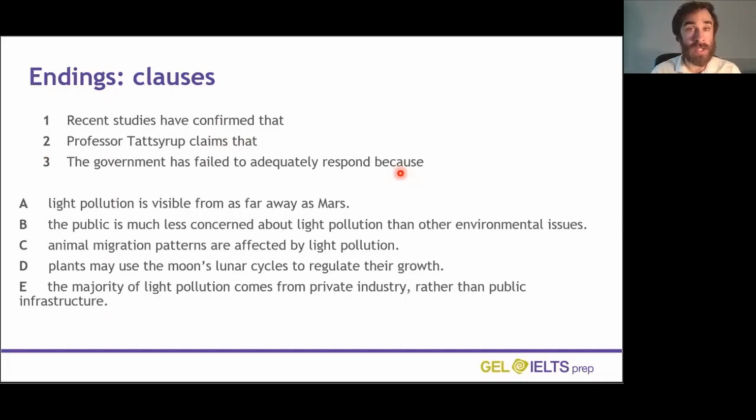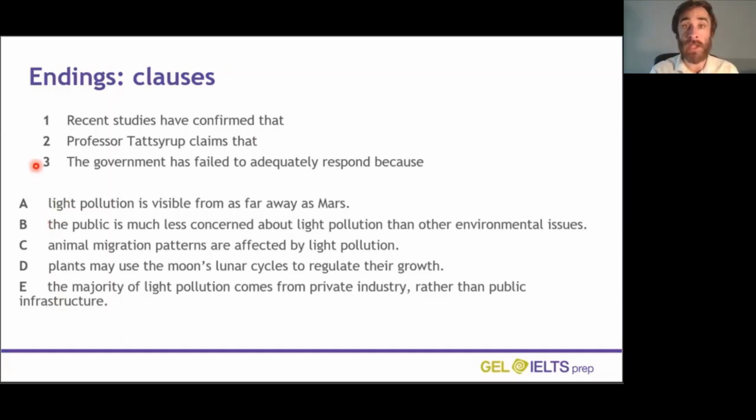So here, grammar is not going to help us, unfortunately, but we can still use the context. Number 1 and number 2 use verbs of reporting what somebody said. So confirm that and claim that. What comes after could be anything, because a person could say anything. So any of these options are possible. We would need to read the text.